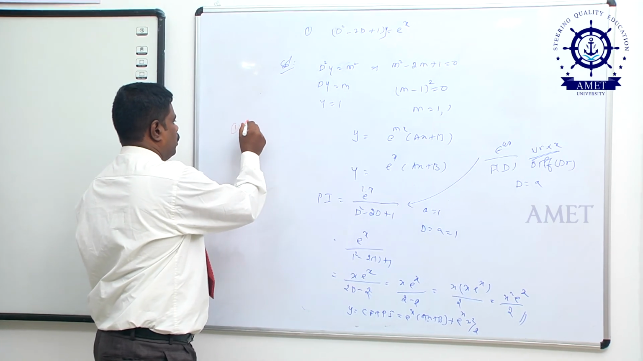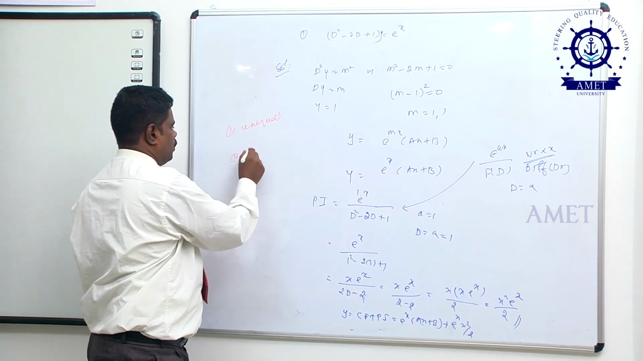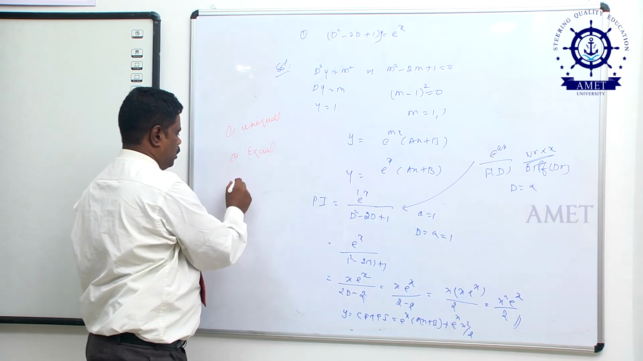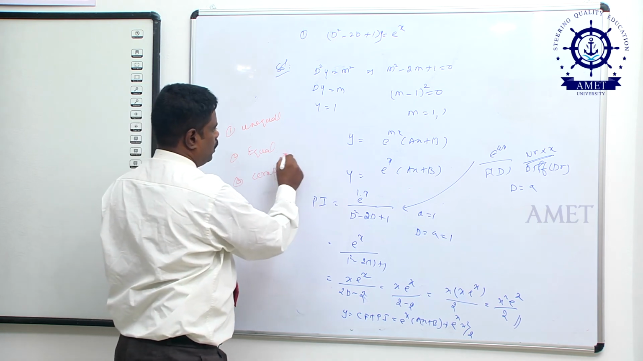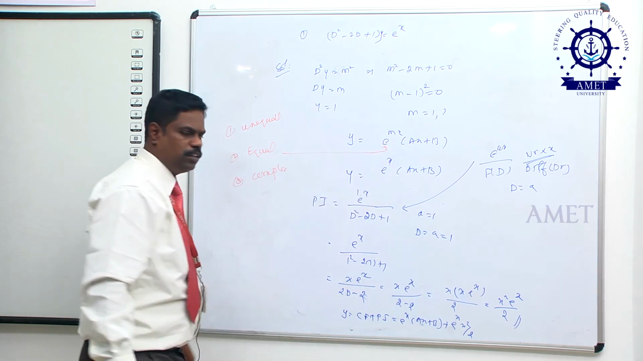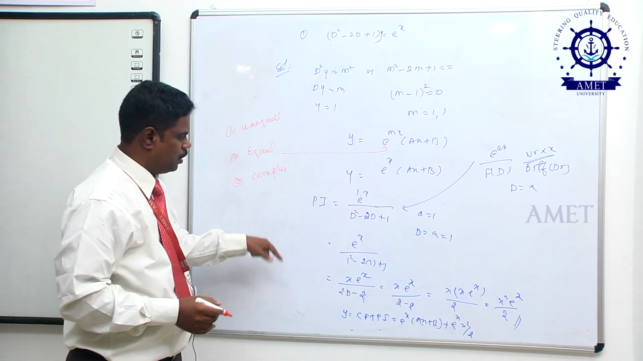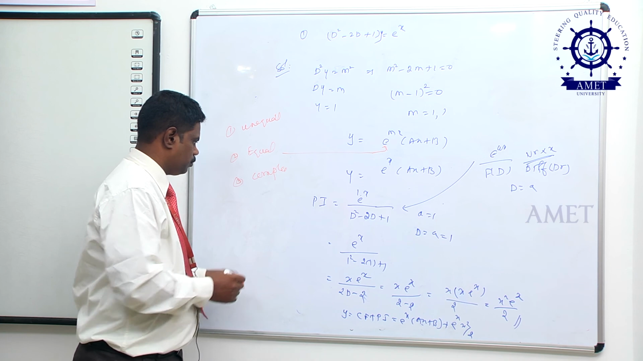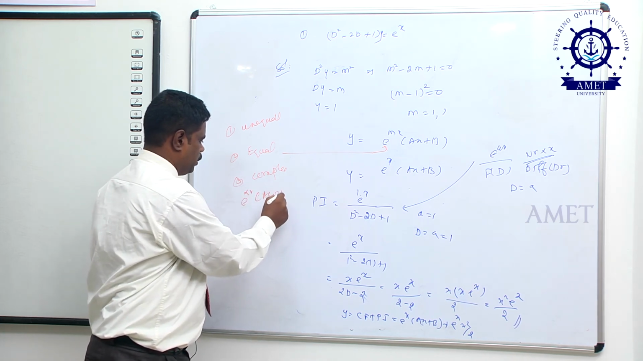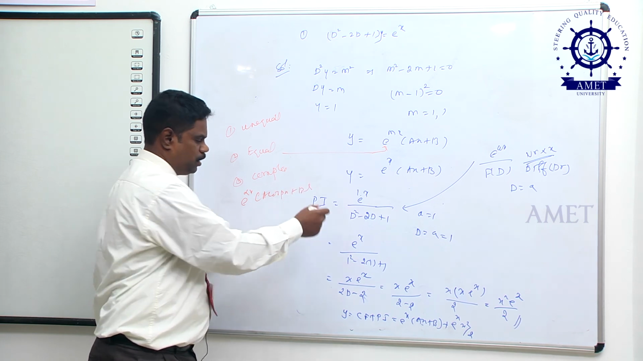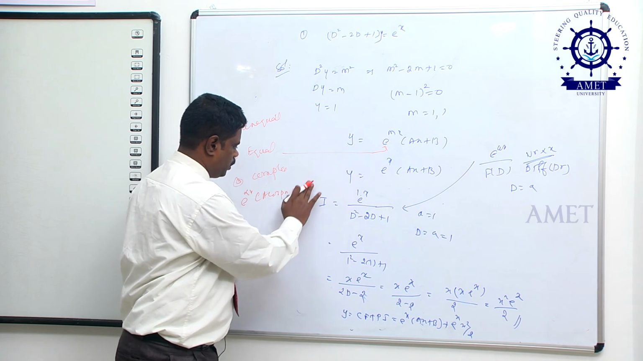Unequal, equal, complex. This is for equal roots. For the complex case and unequal case we didn't discuss; we will discuss next class. For the complex case, the complementary function is e power alpha x into (a cos beta x plus b sin beta x), which was derived before the class started.